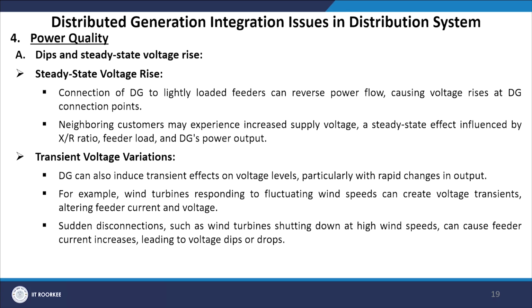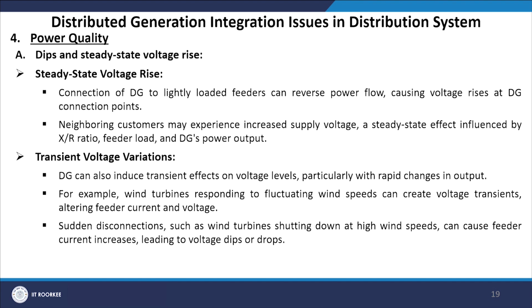Now, dip and steady state voltage rise. The first one is steady state voltage rise. Connection of DG to lightly loaded feeders can reverse power flow, causing voltage rise at DG connection points. Neighboring customers may experience increased supply voltage, a steady state effect influenced by the X by R ratio, feeder load, and DG's power output.